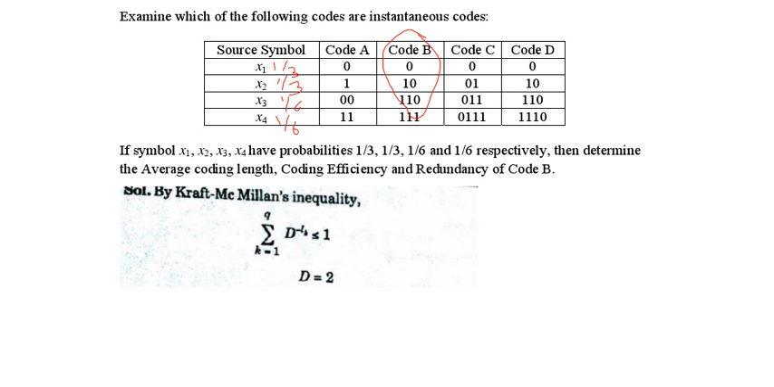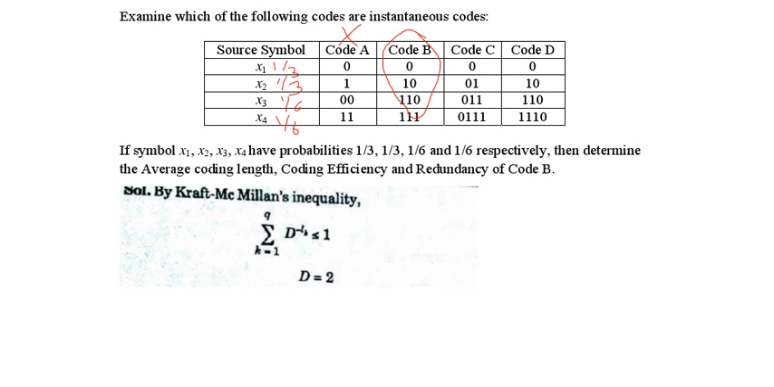Firstly, by seeing the code itself, we can check the prefix condition. If I check code A, we have one code word 0 and another code word 00. So 0 acts as a prefix of the code word assigned for x3. So obviously this won't satisfy the prefix condition. Similarly, 1 is also a prefix of another code word, that assigned for x4. So obviously code A is not satisfying the prefix condition.